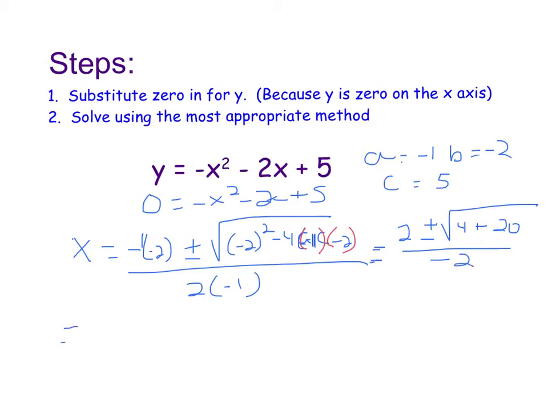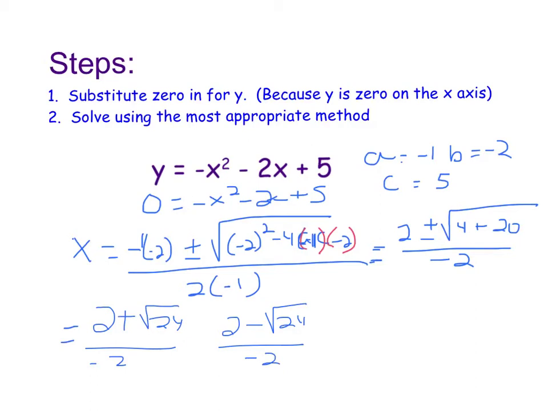So I'm going to come back over here. So now I have 2 plus the square root of 24 over negative 2, and I have 2 minus the square root of 24 over negative 2. Now remember, when you're putting this into the calculator, it is really, really important that you push enter after you do this top part, or use parentheses.